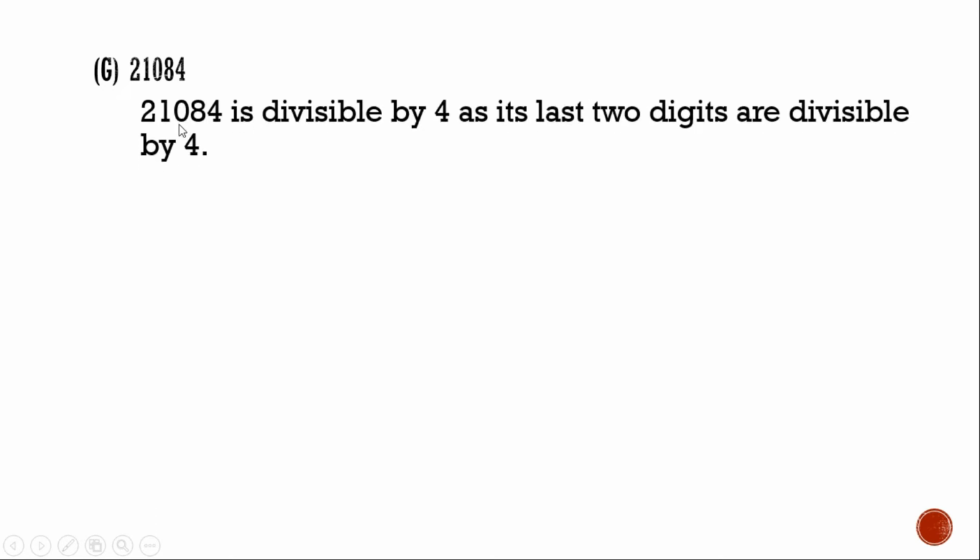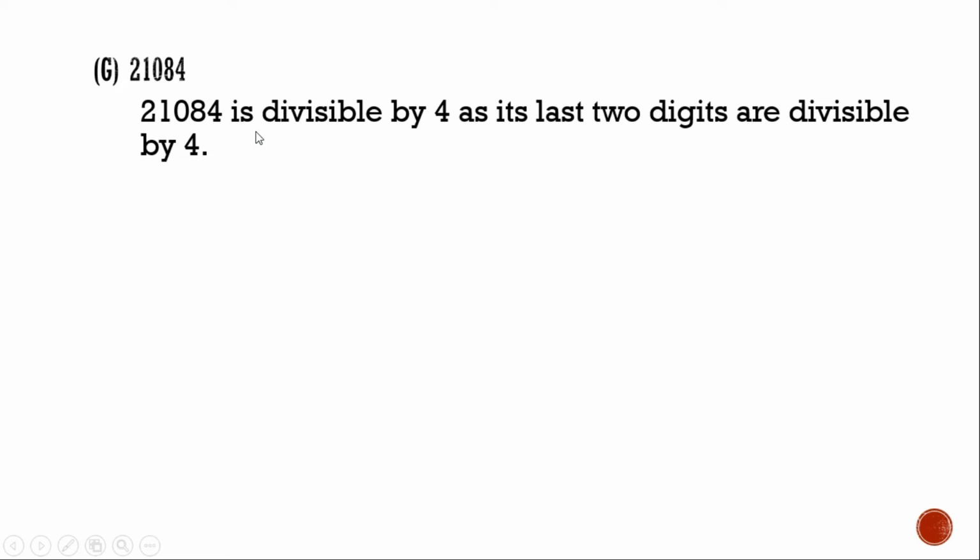G sum. The given number is 21,084. What is the rule of 4? The last two digits must be divisible by 4. The last two digits here are 84. Is it divisible by 4? Yes. So 21,084 is divisible by 4 as its last two digits are divisible by 4.